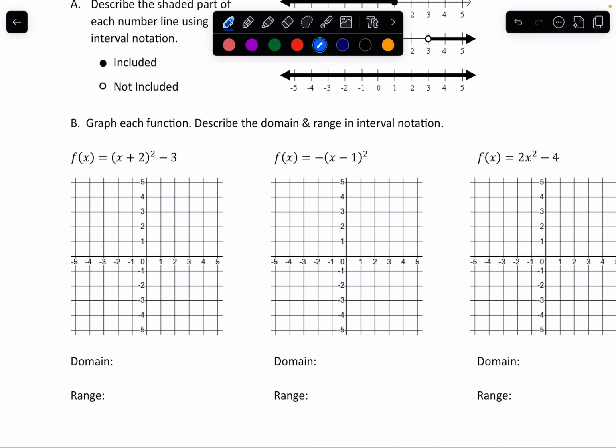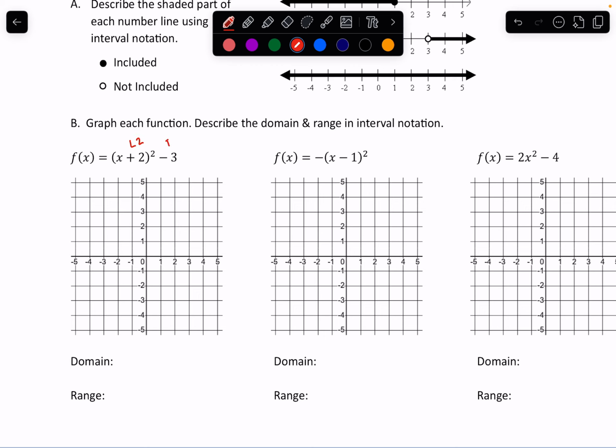It gives me a function, f of x equals (x plus 2) squared minus 3. Now this minus 3 tells me that my parabola, instead of being right at (0, 0), is shifted down 1, 2, 3. This plus 2 on the inside tells me that my function is not going to be right in the middle. It's going to be shifted 1, 2 to the left. So this tells me to go left 2.